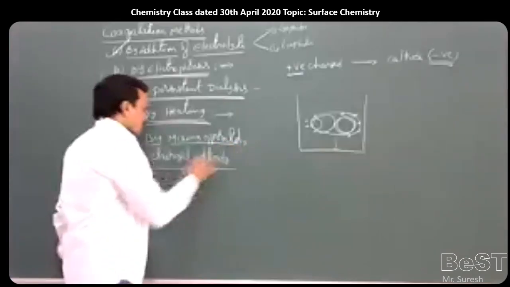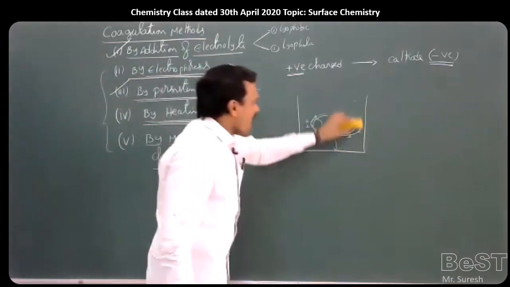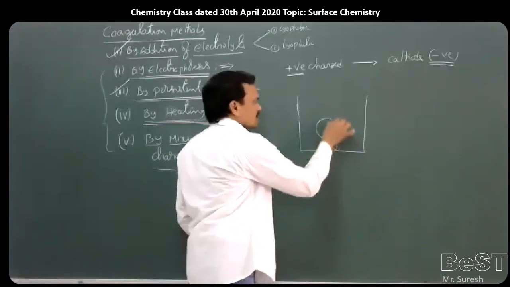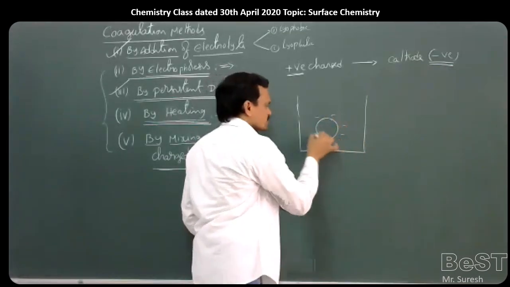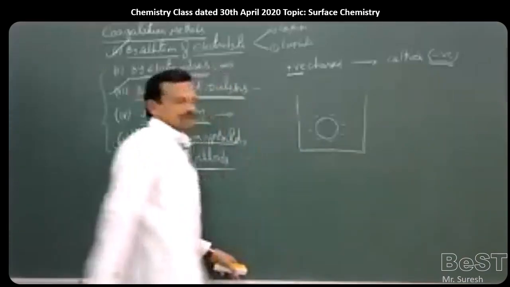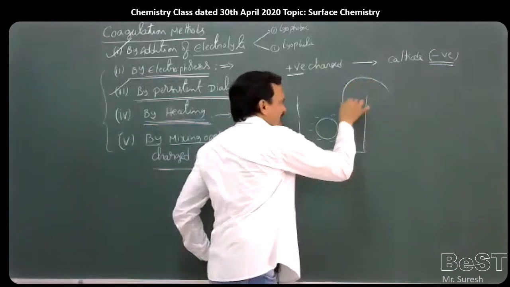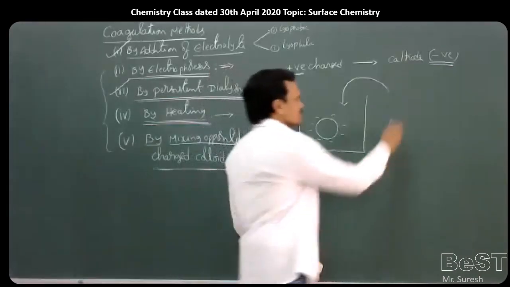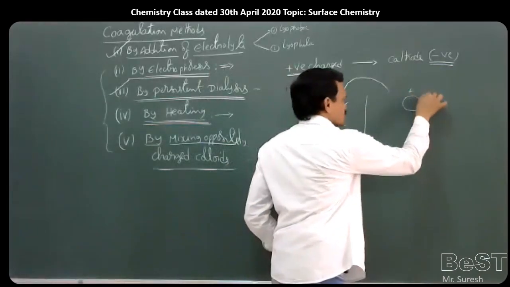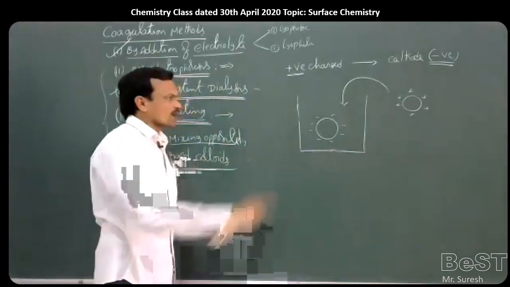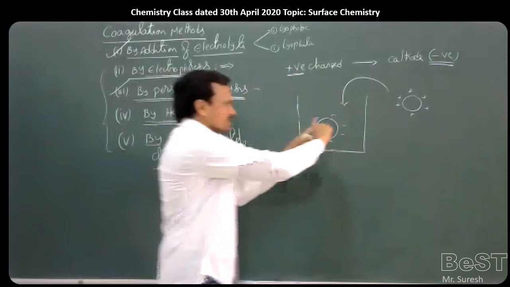And one more, by mixing an oppositely charged colloid. Suppose I have taken a colloidal solution which has negatively charged particles. Now to this, I will add another colloidal solution which has particles of positive charge. That means we are mixing two colloidal solutions having oppositely charged particles.